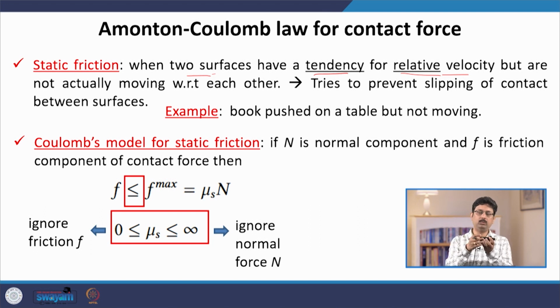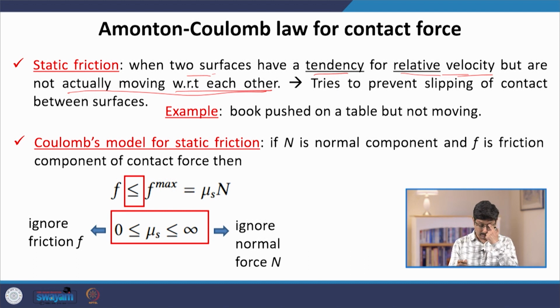So, they are both moving with the same horizontal velocity if you are observing them standing on the road, but the relative velocity is 0. If the relative velocity is 0, then there will be no frictional force. This is crucial to remember. So, there is a velocity, but they are not actually moving with respect to each other. With respect to each other is the crucial point. So, then they are still static, motionless with respect to each other.